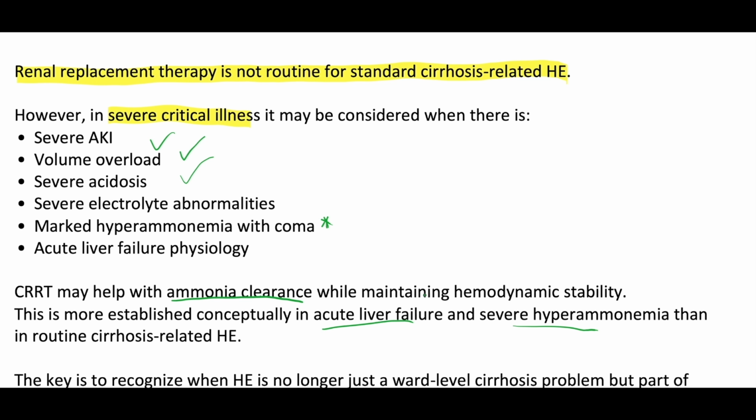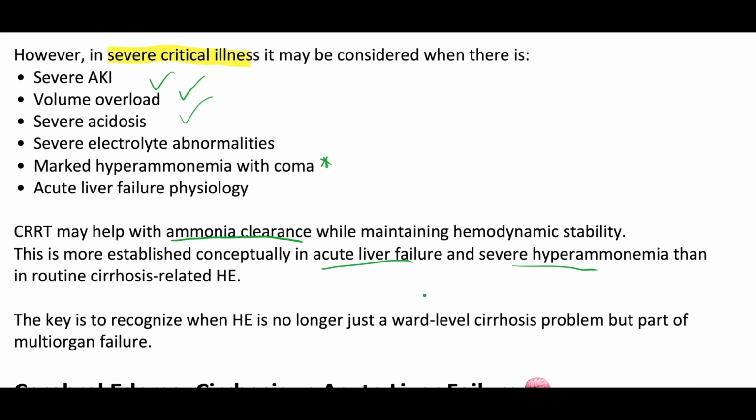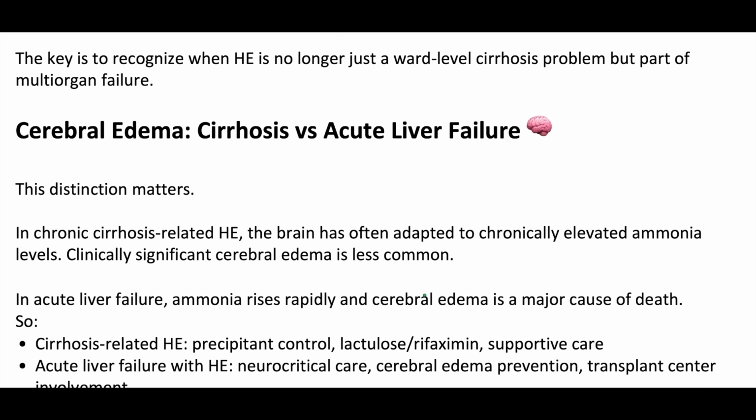But this is reserved for severe cases, right? When you have grade 4 hepatic encephalopathy, you're worried about cerebral edema, or you have hepatic encephalopathy with another indication for dialysis, certainly would be true too. But dialysis will help filter out ammonia and improve ammonia clearance. And this is the tool in our back pocket that we can use to treat these patients when they have severe disease.